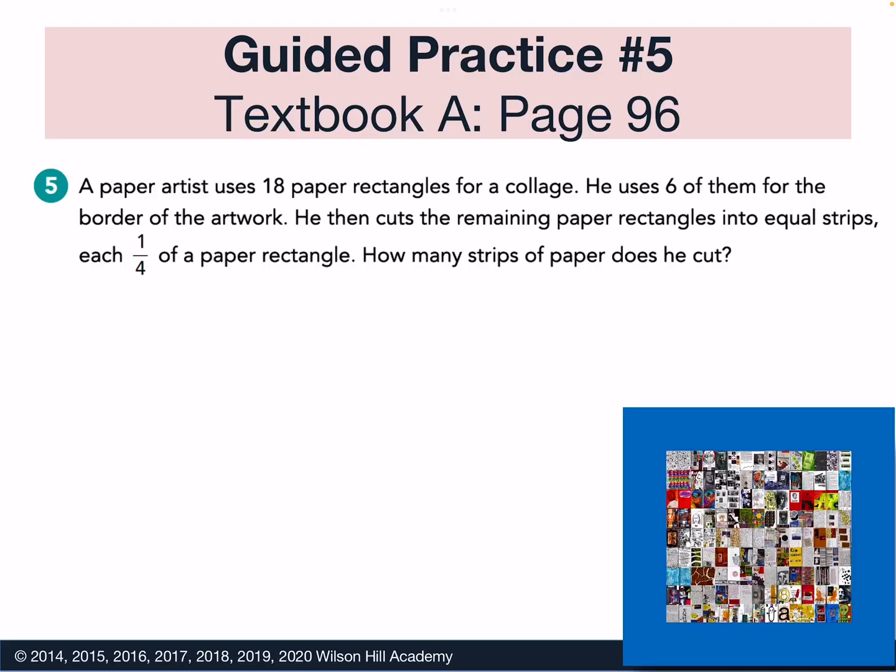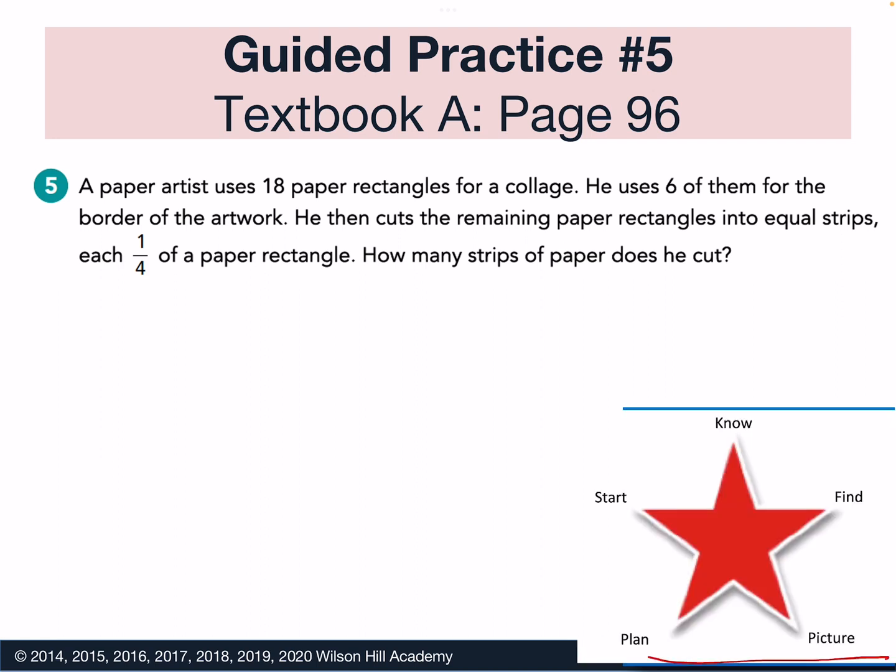We're in course 1 of Math and Focus in textbook A, and on page 96 is this problem. A paper artist is using 18 paper rectangles for a collage, and he uses 6 of them for the border of the artwork. That's this place around the edge. Then he is going to cut the remaining paper rectangles into equal strips, each being 1/4 of a paper rectangle. So how many strips of paper does he cut?